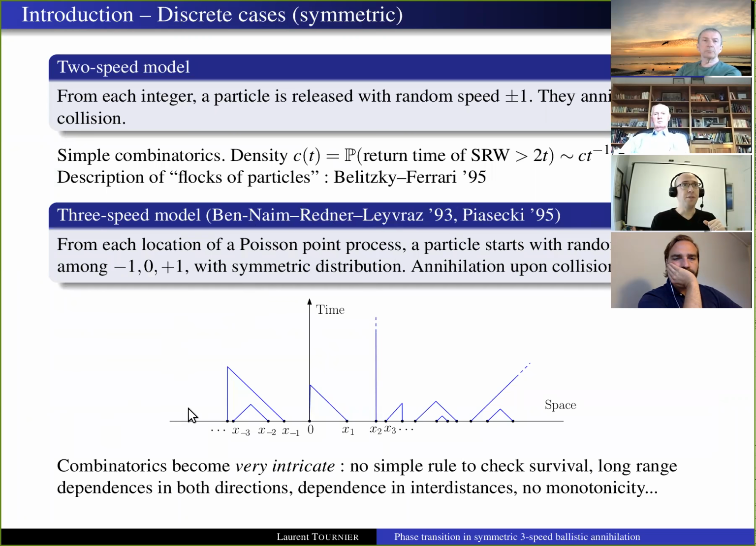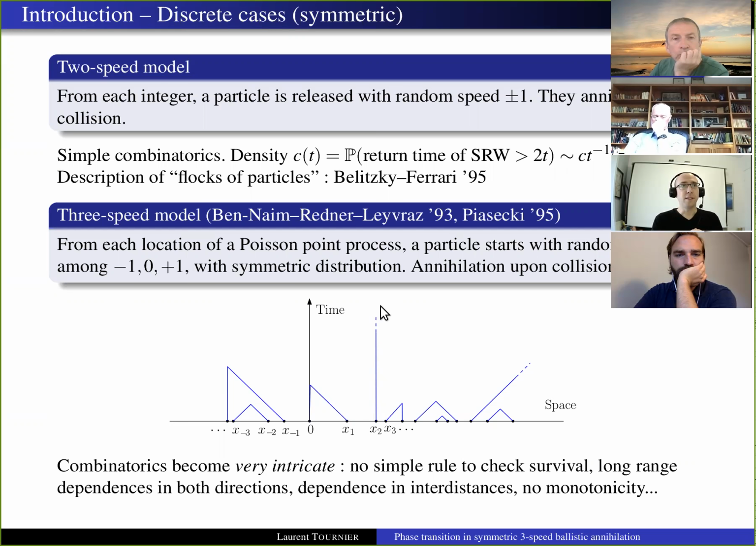So again, now if you start with a Poisson point process and have particles move either at 0 speed, so they will be called static particles, or speed +1 or -1. And again, we assume the distribution to be symmetric, so +1 and -1 have the same probability. Then you get this kind of diagram here. We can have two kinds of collisions, either +1 and -1, or +1 and 0, or -1 and 0. And in principle, you can also have surviving static particles that are never hit.